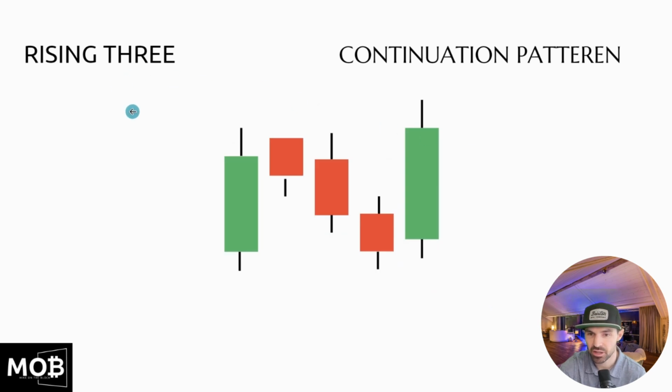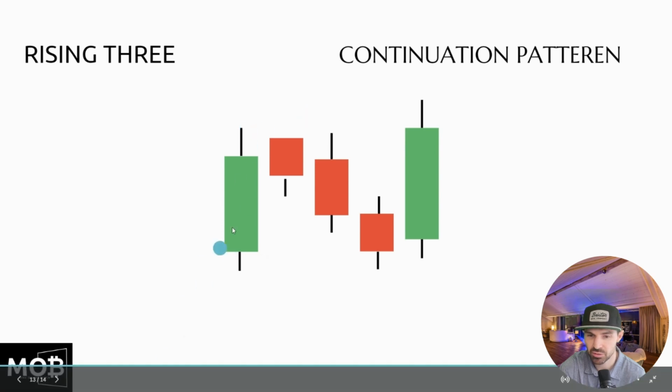So this is the inverse of that one. This is called the rising three. We have a steady uptrend, it tries to sell off, but after 3 days it can't go past the opening of the first day candle.